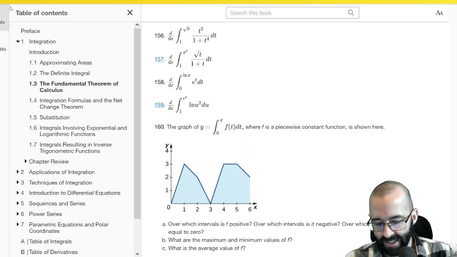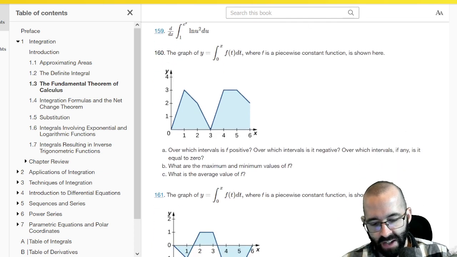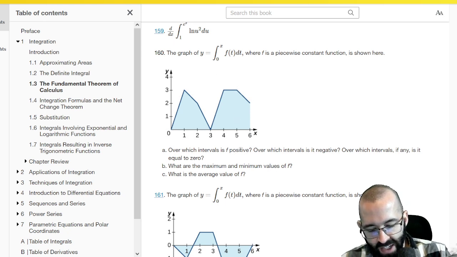Okay, next problem, 160. The graph of this integral function, where f is piecewise constant, is shown below. No. Hold on. The graph of y is shown below. This is the graph of y. This is not the graph of f. This is the graph of that area function. Over what intervals is the integrand positive?